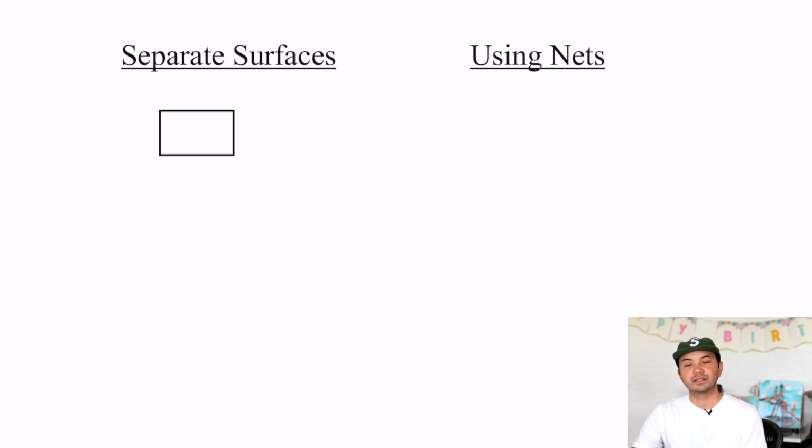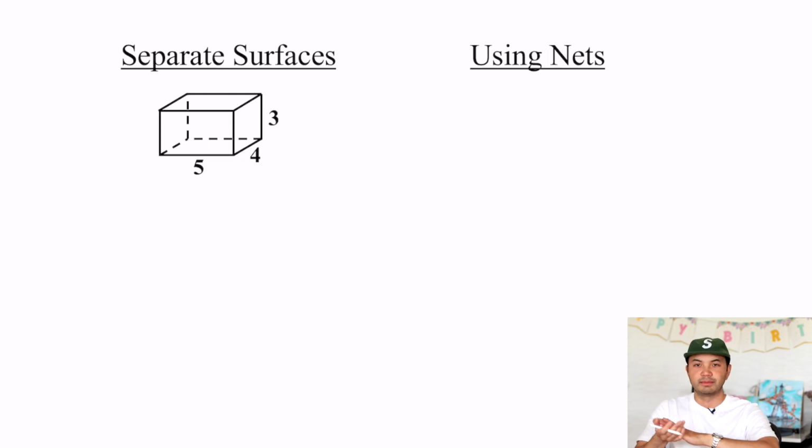So let's start with a rectangular prism because it's kind of the easiest way to do it. Not necessarily the easiest way, but the way you're kind of used to seeing. So let's make a rectangular prism here, and let's say it's 5 by 4 by 3. 5 by 4 is the base, 3 is the altitude, if you remember how to find volume, right? So separate surfaces, that's one way to do it.